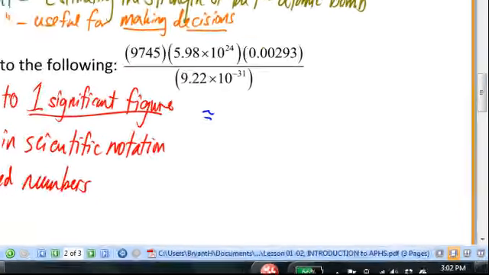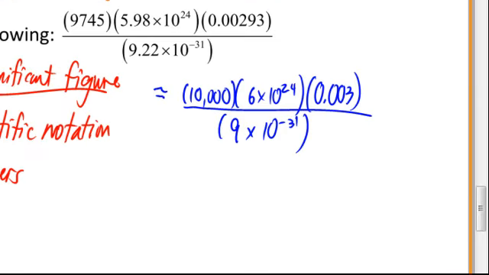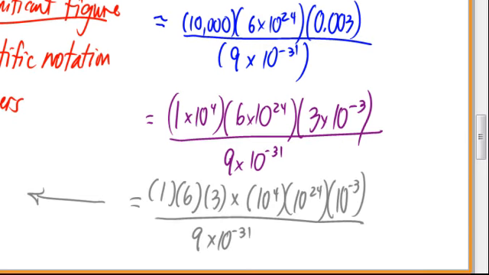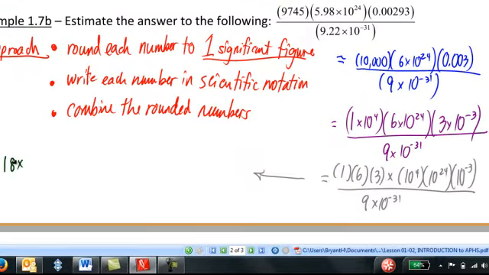So I'm going to rewrite the problem. And now that I've done that rounding to one significant figure, I'm going to write each number in scientific notation. And now I'm going to use the regular rules of multiplication and division for numbers in scientific notation to come up with an estimate. So upstairs I have 1 times 6 times 3, that's equal to 18. When I have numbers that have exponents, powers of 10, multiplying by each other, I add the exponents. So upstairs, 4 plus 24 is 28, plus negative 3 is 10 to the 25th.